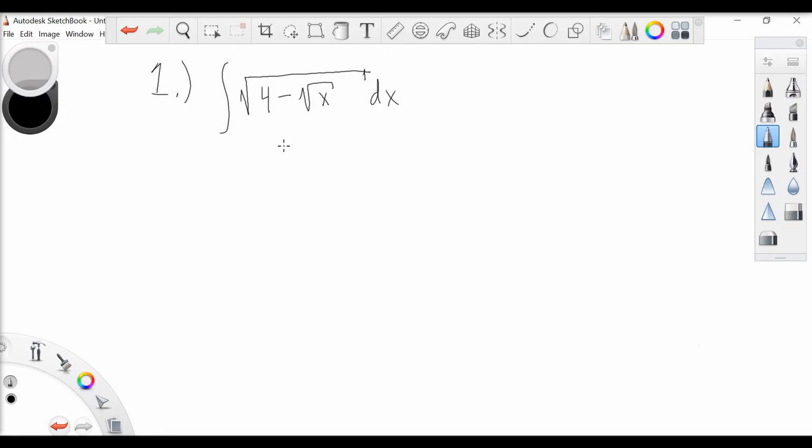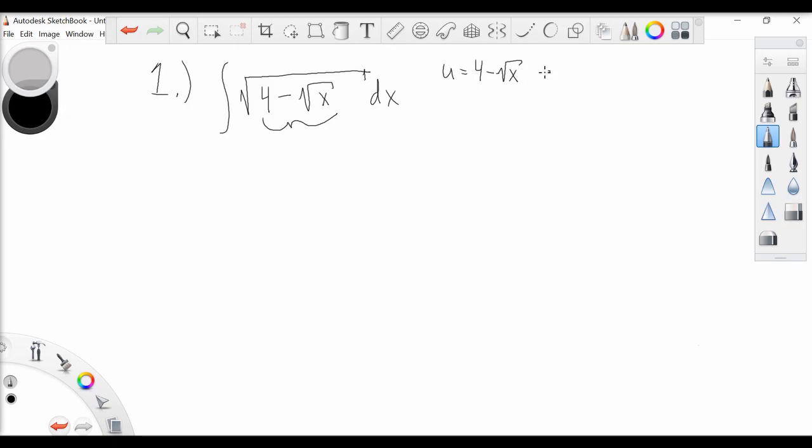And as we've seen before, usually the best bet to try first is to make your U-substitution equal to the inner function. And because we don't obviously have a function and its derivative, that's going to be our thought here. So we're going to make u equal to 4 minus the square root of x.